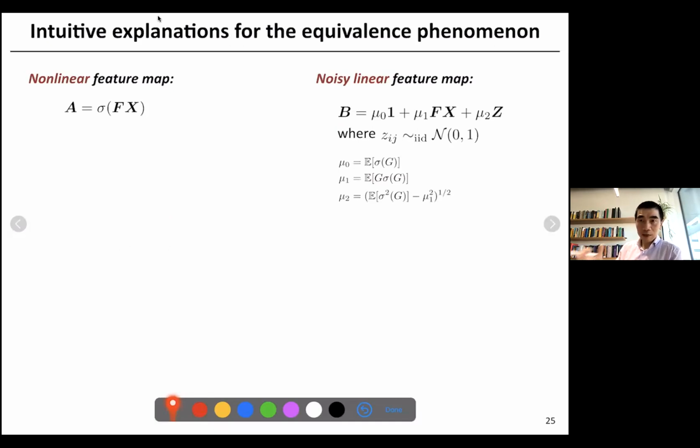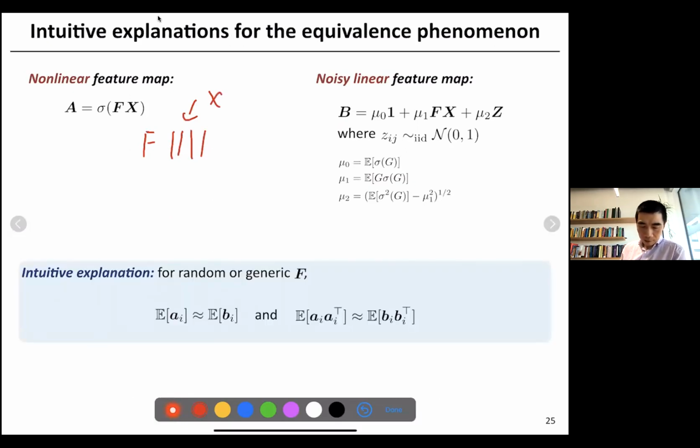There are multiple levels at which we can understand this equivalence. The simplest explanation is the following. If you look at the A version, F is a matrix and X is a matrix with different columns. So if we look at each column of A, let's call A a matrix with columns A1, A2, A3, up to An. Similarly, for the B version, we have a matrix B with these different columns. All of these are random vectors.